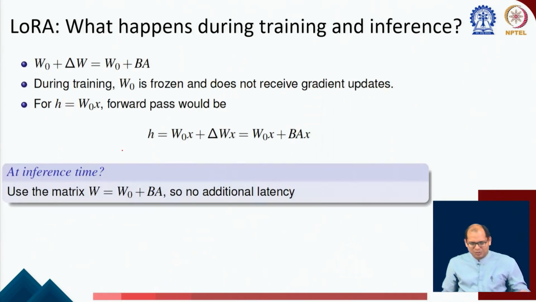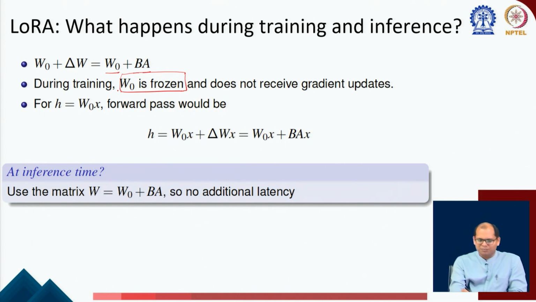So how do we train? How do we do inference in this scenario? When we are training, we will initialize two matrices. We will have W naught, and we will have B and A. Any input will pass through both W naught and B A, and W naught is frozen. I don't do any updates on W naught. I only talk about this delta W part. So W naught will not receive any gradient updates during training.